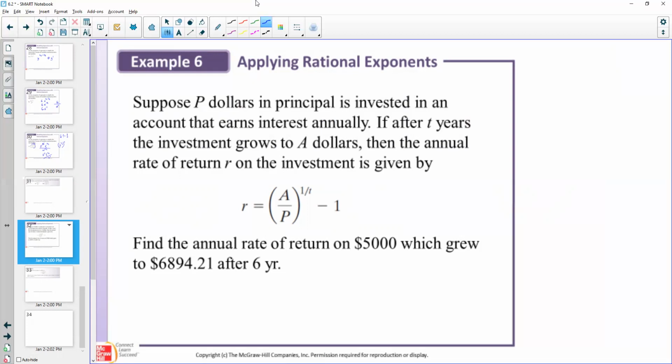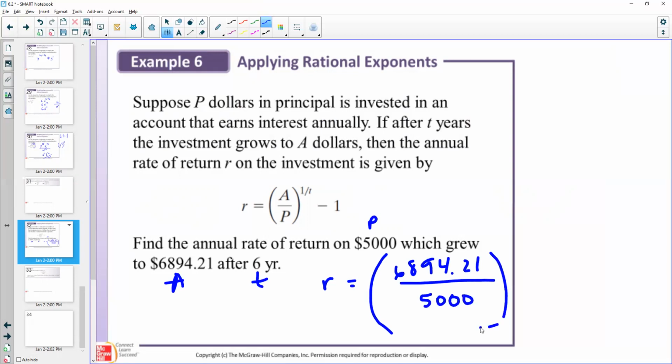So all you are going to do is plug in the numbers that you are given, okay? This is P, this is A, this is T. So I have R equals 6894.21 divided by P, to the power of 1 over 6, minus 1. You have a calculator, right? You do. You should get an answer of R equals 0.055. As a rate, as a percent, that would be 5.5%. If the bank gives you 5.5% on an investment, you should take it.